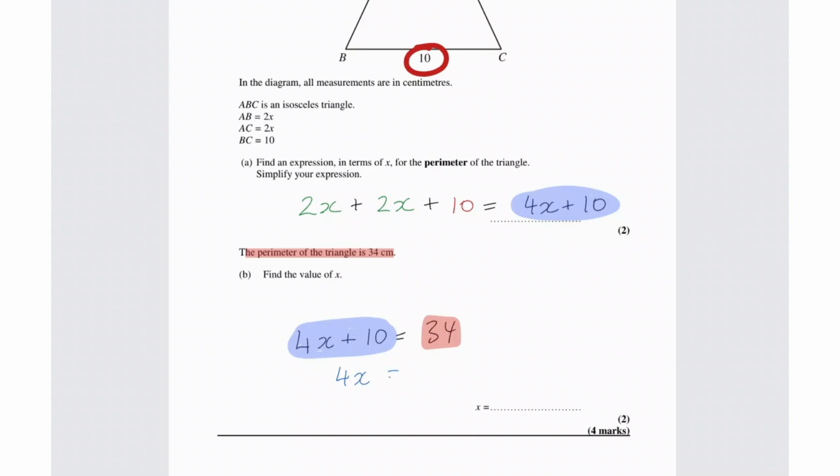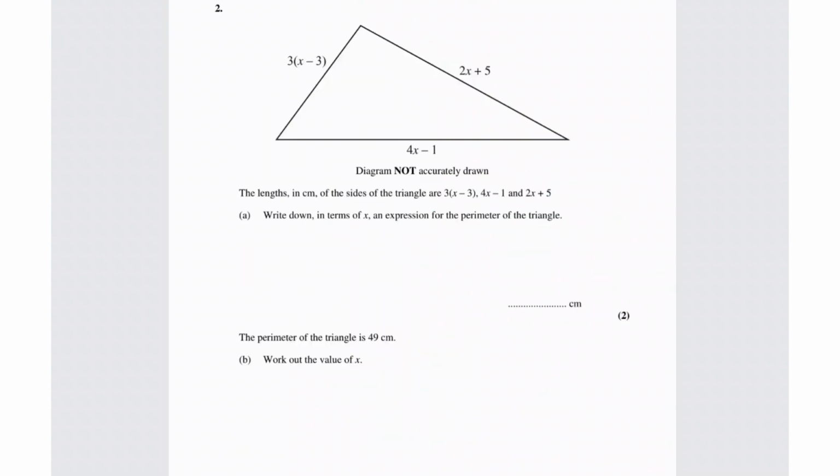By solving this kind of linear equation, we want to make x the subject. So to get rid of that plus 10, we take away 10 from both sides. And then to find out what 1x is, we divide our 24 by 4. And we get x as 6. Now we can always check if this is correct. It would mean that the sides that are the same length are both 12 because they're 2 times x. 12 add 10 does give us 34 centimeters. So then we know we've done it right, and we can be happy with that.